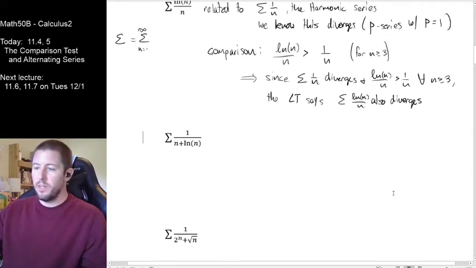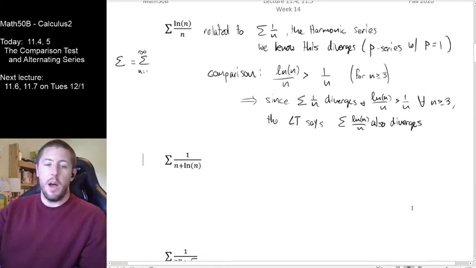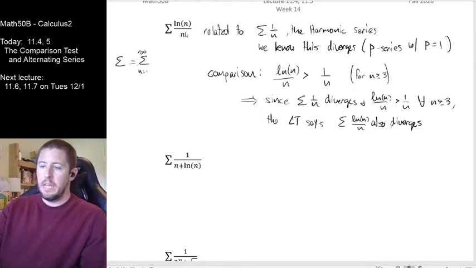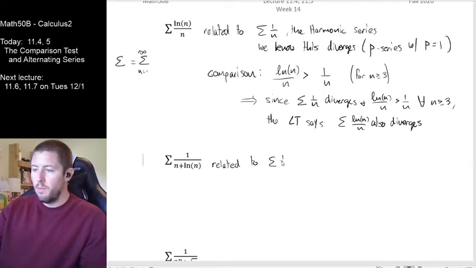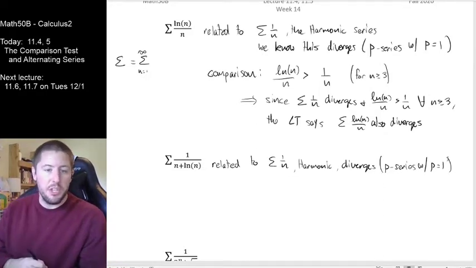So let's look at our next one here. 1 over the sum of n plus ln n. All right? I'm seeing some similar flavor here in the sense that I see a single n term and a single natural log term. This still seems to me like it is related to the sum 1 over n harmonic, which again diverges because it's a p series with p equal to 1. So I know about the series that I think I should be comparing this to.